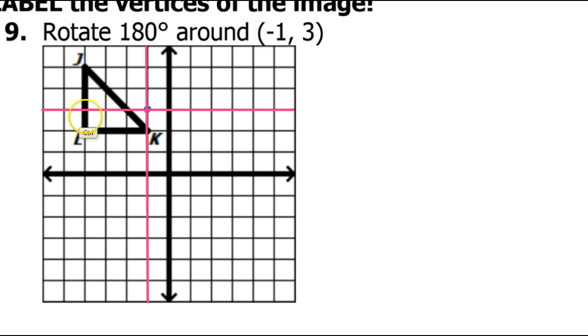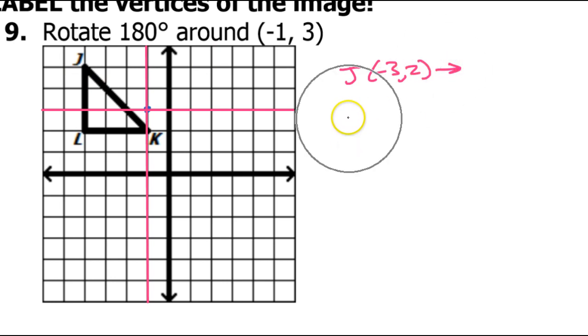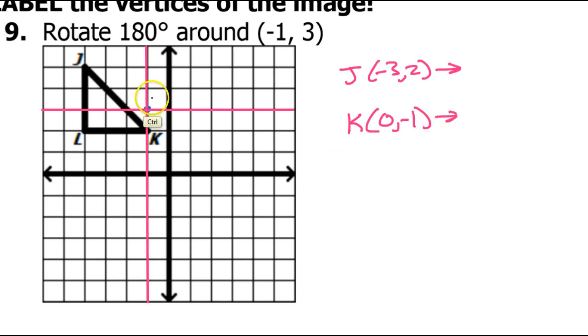So looking at the 3 points that I have, J, K, L. Using my fake set of axes, the point J has the coordinates -3, 2. Okay, and the point K has the coordinates 0, -1, and the point L has the coordinates -3, -1. Now those aren't the true coordinates, but those are the coordinates relative to, if I pretend that this is 0, 0.